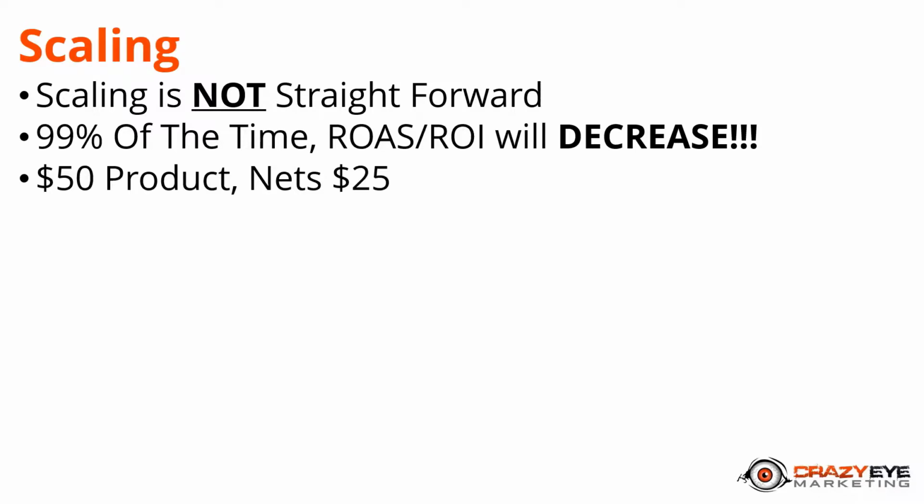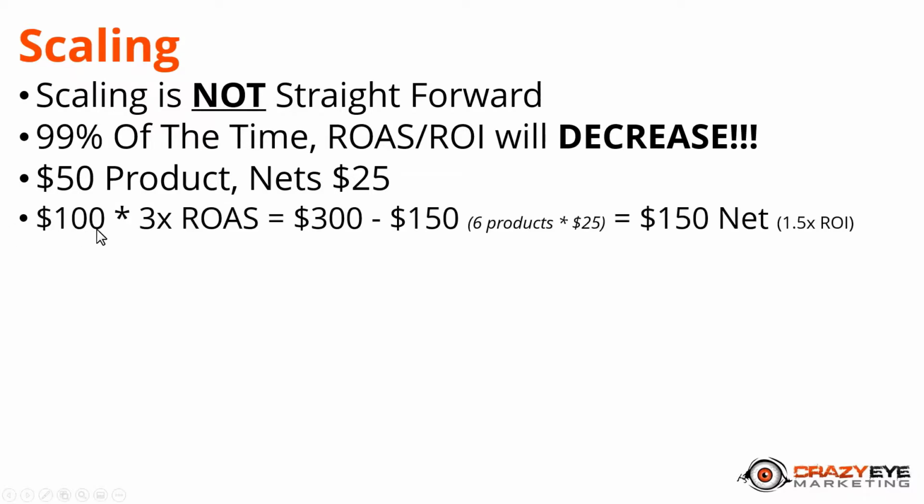So for a practical example and how to think about actually scaling your advertising efforts, let's say that you have a $50 product and it nets $25. So you have a $25 cost of goods sold. So let's say you're spending $100 in ads and you're getting a 3x return on ad spend. So that's $300 return on ad spend. And then of course you got to go ahead and subtract out your cost of goods sold. So that's 6 products times 25, so $150. So you're netting $150 and you have a 1.5x ROI. So that's pretty good, right?